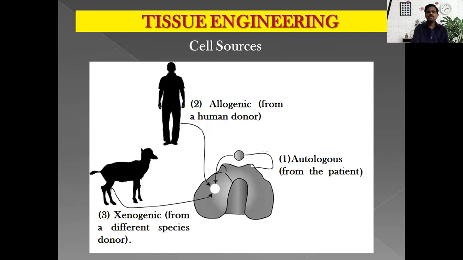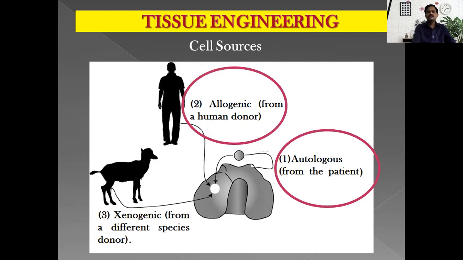Now, from where can we get the cells for the regeneration of the tissue? So there are three categories to source the cell. First one is autologous. Autologous cell source means cells can be taken from the patient's own body. Second one is allogenic, means cells can be taken from a human donor. Now third one is xenogenic, means cells can be taken from a different animal species.